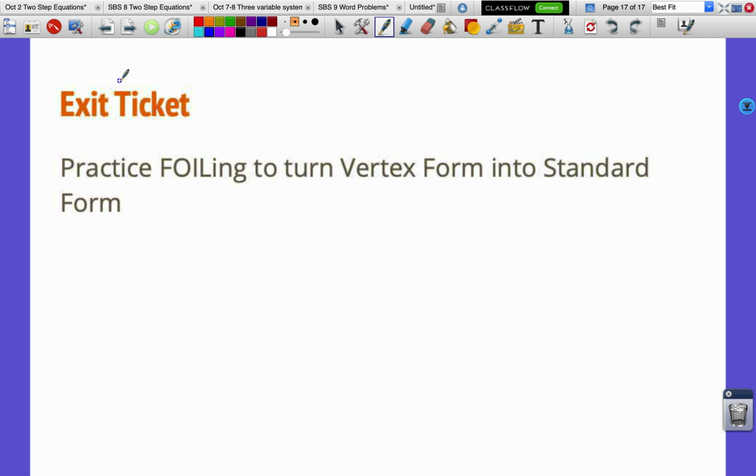All right, that's that for this presentation. I'll put in a couple more practices of that foiling to turn vertex form into standard form. Standard form, when you write out with just variables, is this, by the way: y equals ax squared plus bx plus c. But yeah, it's just what you get when you fully simplify something and put it in order of descending exponents. All right, we'll call that good for this.